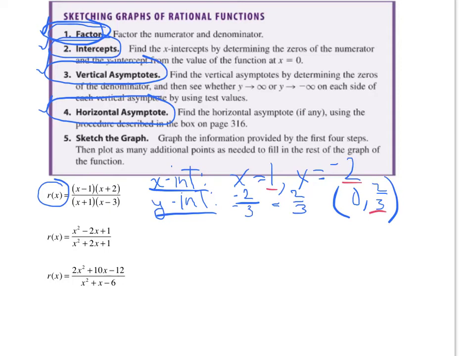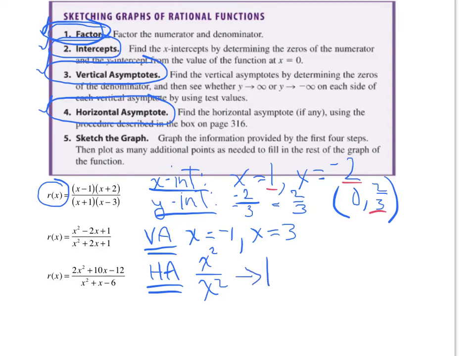Those are our intercepts. Okay, the vertical asymptotes are the values for which the function is not defined, and that's the zeros of the denominator. Those are going to be x equals -1 and x equals 3. The horizontal asymptotes are from the end behavior. So we look at r of x. The dominant term in the numerator would be x squared if you multiplied it out. The dominant term in the denominator would also be x squared. And this is just like 1. Therefore, we know that y equals 1 is the equation of the horizontal asymptote.